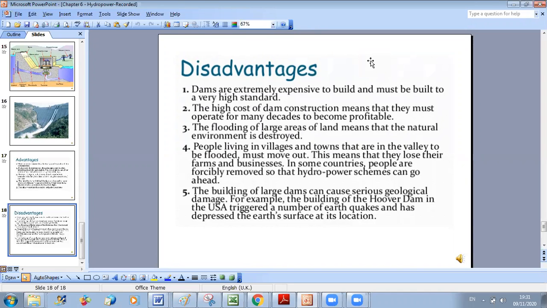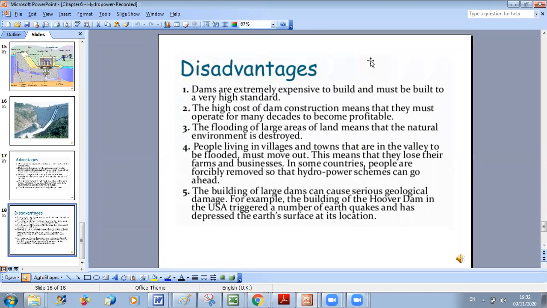So the high cost of dam construction means that they must operate for many decades. Why? Because we need to get back the money. So this is why, in general, they operate for a very long lifetime to be able to become profitable. Okay, and one of their good things is they can still work for a very long time.